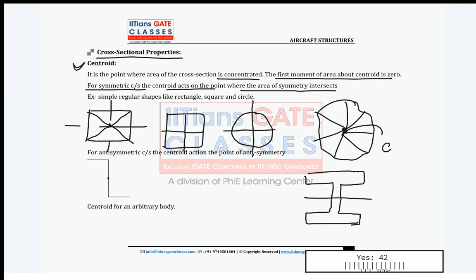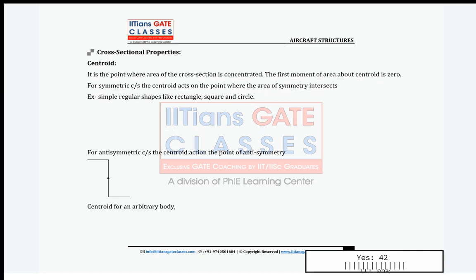So what is the centroid here? For any simple regular shape, you can directly find the centroid, at the intersection of the axes of symmetry. Now guys, there can be another kind of section known as an antisymmetric section, right? You can see this is a Z section. In this Z section, this point is the point of antisymmetry, and this point of antisymmetry will be your centroid.